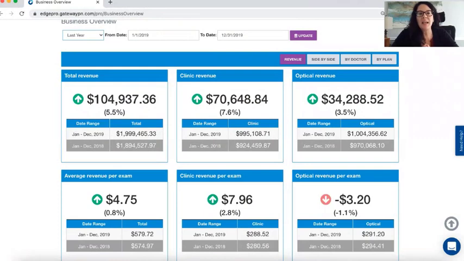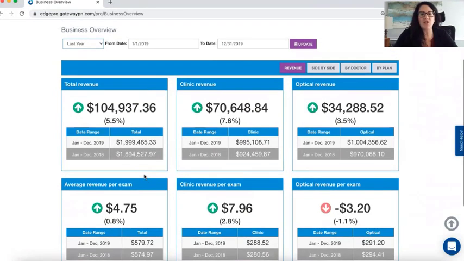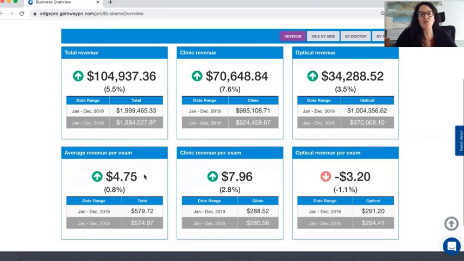As we begin our journey in EDGEPro, I want to start off in our business overview page. What I love about this page is not only can I see the revenue, but what I really want to know is that value, the interaction that we're having with our patients. How great of a job are we doing in speaking to the benefits of the products and services that we're providing our patients? Since we're talking about frames in this series, I want to hone in on our optical revenue per exam.